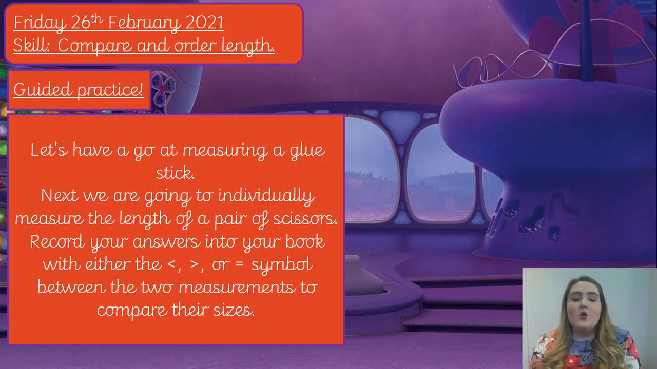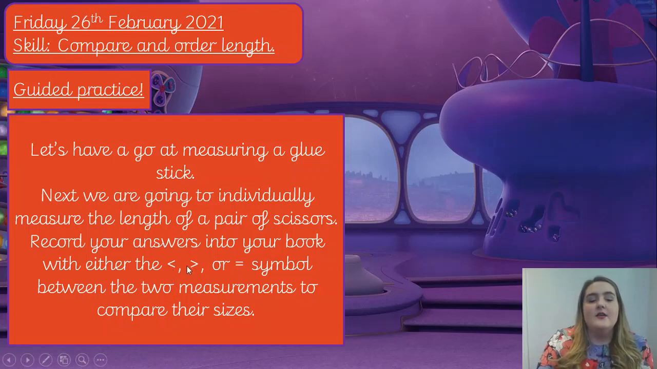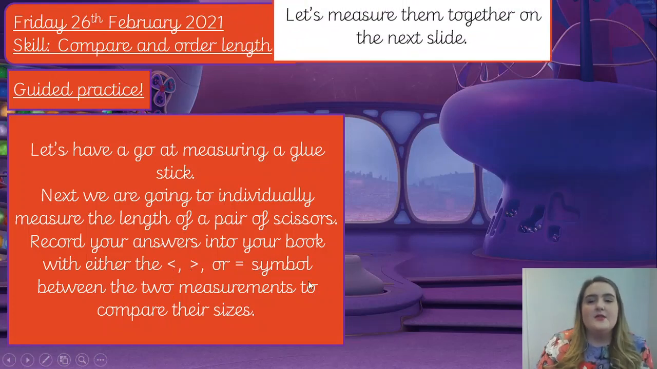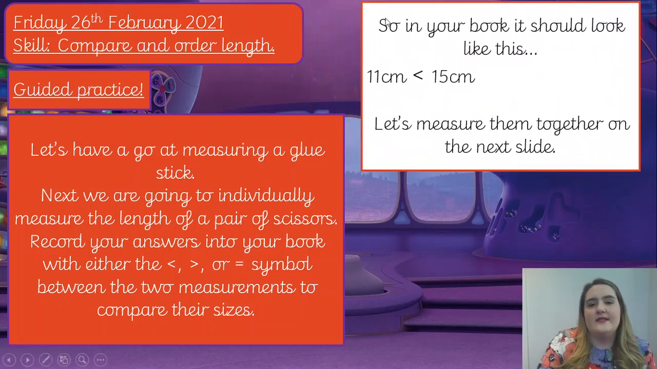You're going to record your answers in your book using either the less than, greater than, or equal symbol between the two measurements. So it's going to look like this. If, for example, your glue stick was 11 centimetres and your scissors were 15 centimetres, you're going to put your symbol in between them. So you're going to put your first measurement here, leave a space, second measurement here, and then your symbol in between them. So here it's 11 centimetres is less than 15 centimetres.